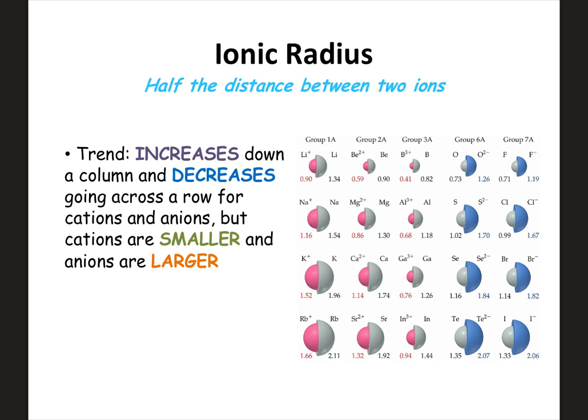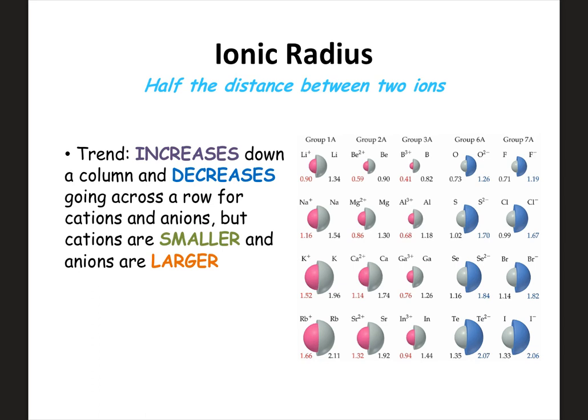It makes your studying a little bit easier if you group it together. So ionic radius is going to be half the distance again, but this time between two ions. So now we have charges. It's exactly the same as atomic radius, except that we're putting two ions of the same element side by side, measuring half the distance between the two nuclei. So it's going to follow the exact same trend: as you go down, it's going to get bigger, and as you go across, it's going to get smaller.